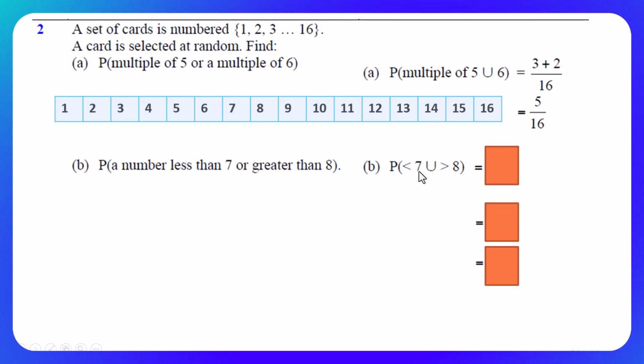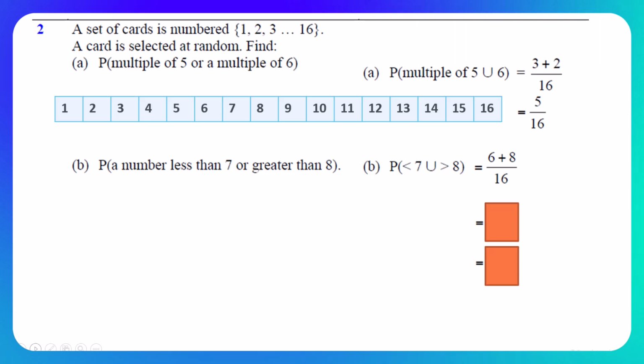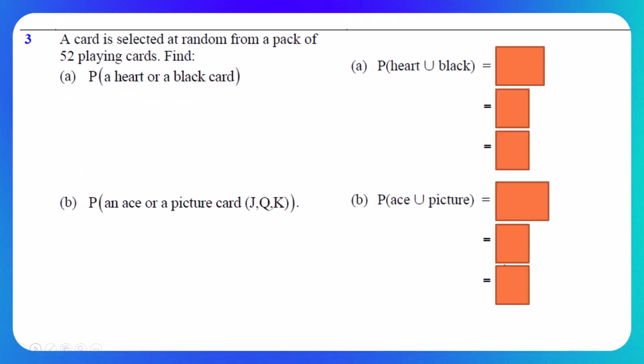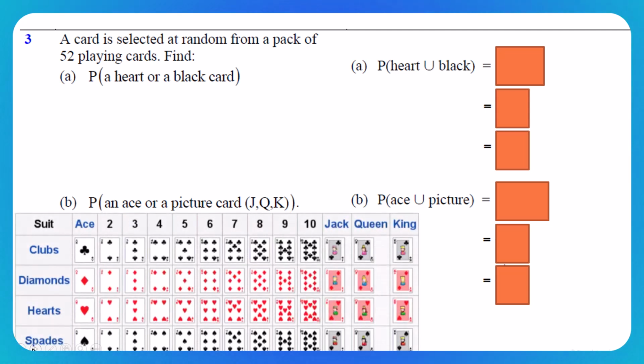All right, so 6 plus 8, count those yourself, over the total possibilities of 16 is going to be 14 over 16. Those are both divisible by 2, and we get 7 over 8. Question number 3, we have a card selected at random from a pack of 52 playing cards. So let's put that sample set out there before we start trying to analyze this. And we're going to be looking at the probability of a heart or a black card.